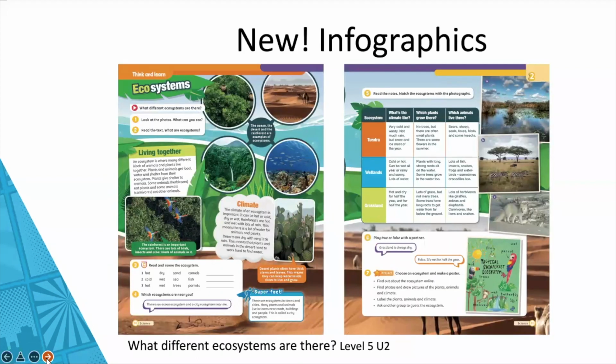My third example of new content is the infographics. Updated subject material is from level 5, unit 2. Curricular subject is science and the concept is ecosystems. In the first edition, only rainforests were presented. But this double-page spread can be described as an infographic where information is presented in a range of different forms.